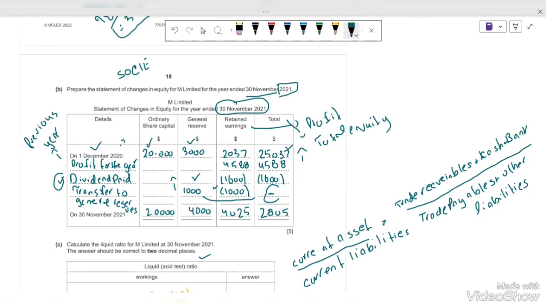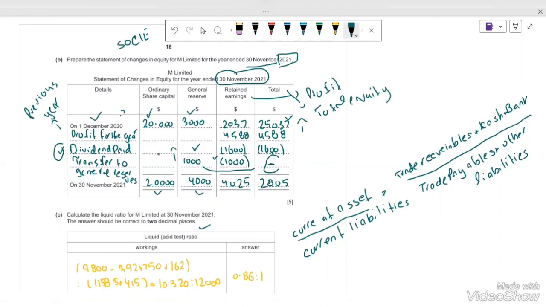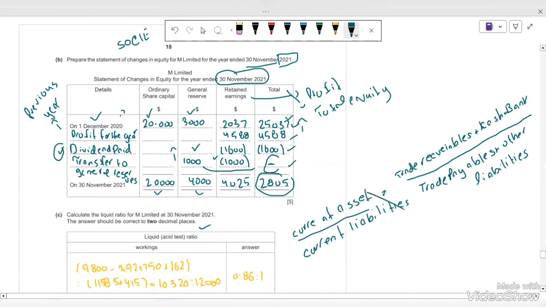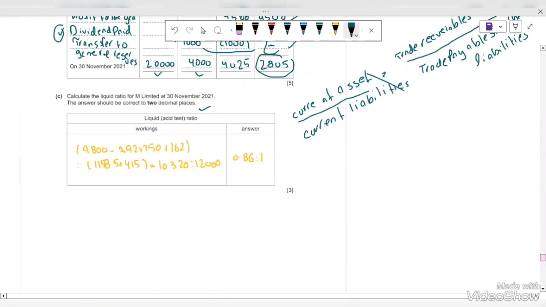So if you want to test whether your answer is wrong or right, you just need to add these amounts: ordinary share capital, general reserves, retained earnings. So it will give you the total amount. If you add this, and this, it will give you the same amount. Like rows and columns, the totals would be the same. Okay. This is the way that you can check whether your statement of changes in equity is right or wrong.